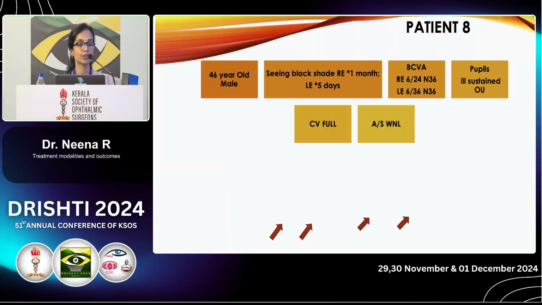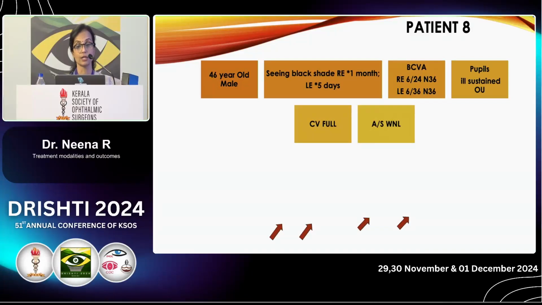So this patient, a 46-year-old male, came to us with a black shade in front of the right eye. He said he had this for a long time. Now the left eye is also having a black shade. So visual acuity was subnormal, 6/24, 6/36. Near vision was also bad, N36. Pupils were sluggish in both eyes, but no RAPD.